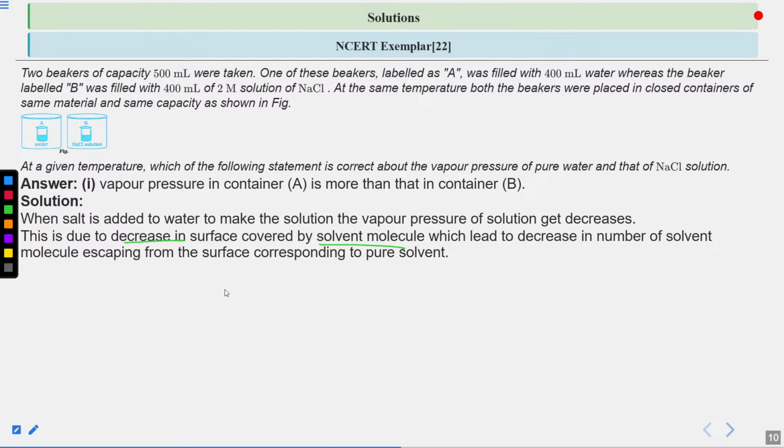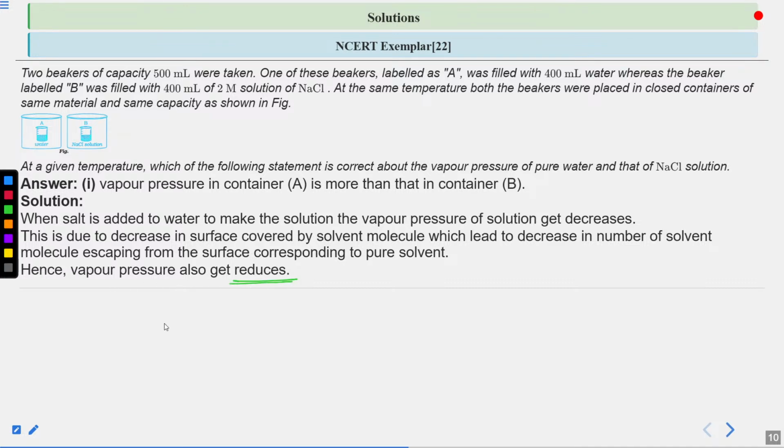That will create the vapor pressure, which is corresponding to the pure solvent. So the number of solvent molecules is decreasing, and that is why the vapor pressure will also decrease. When you add salt to water, it will decrease the vapor pressure of the solution, and the reason is that the solvent molecules decrease on adding the salt to the water solution, and that is why the vapor pressure also reduces.